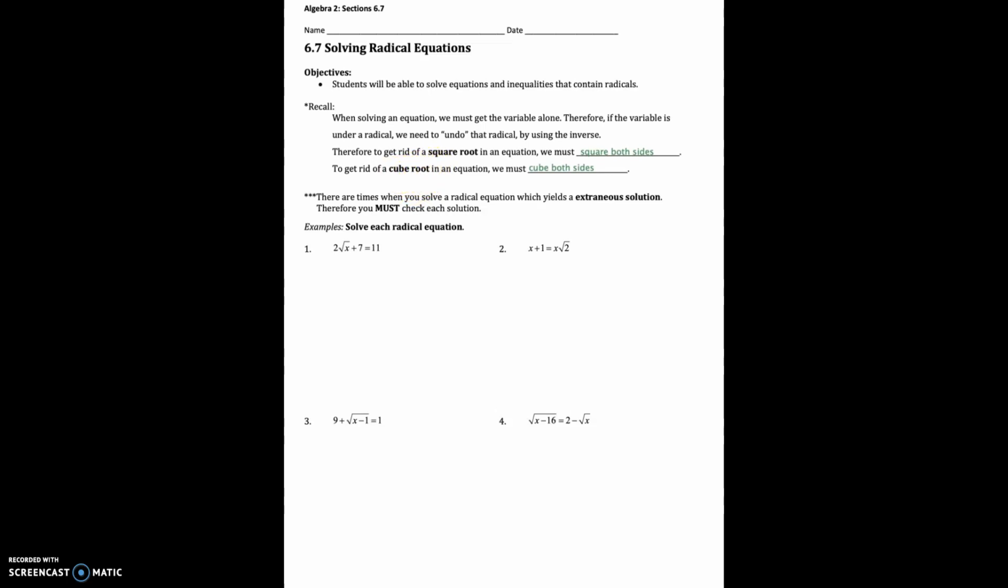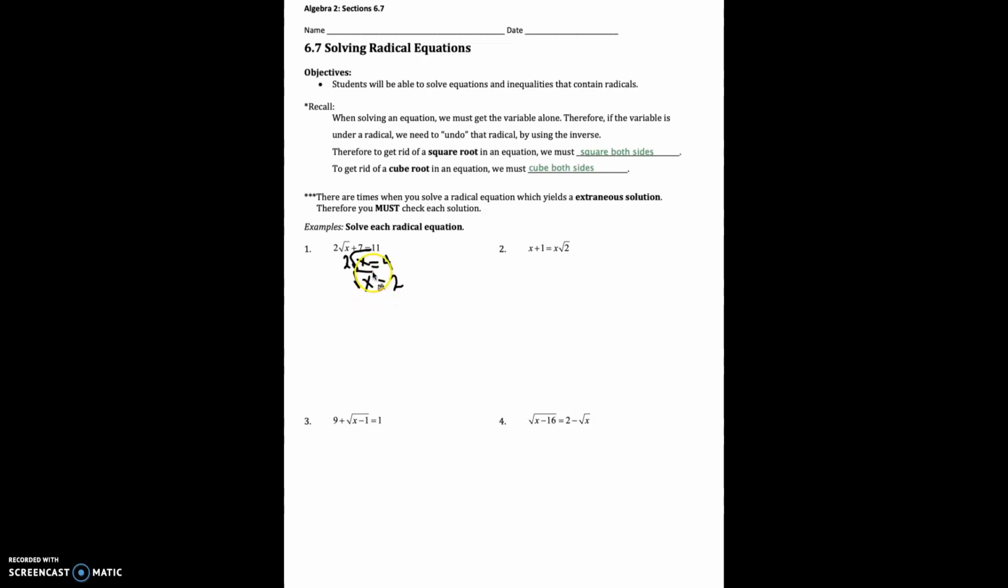So let's get started here. I'm going to pause it too so that you don't have to watch me solving it. It just goes a little bit faster. So 2 root x plus 7 equals 11. The first thing we're going to do is isolate that radical. So go ahead, everyone, and subtract 7, divide by 2, and let's go to that spot. So hopefully we all have root x equals 2.